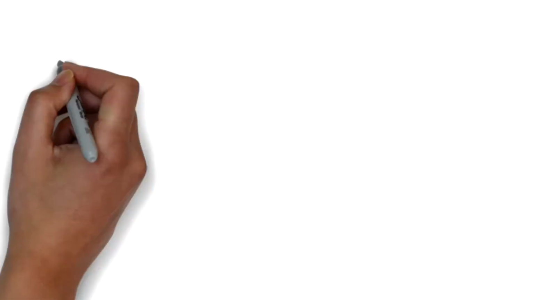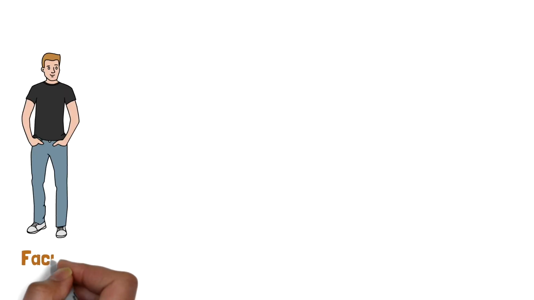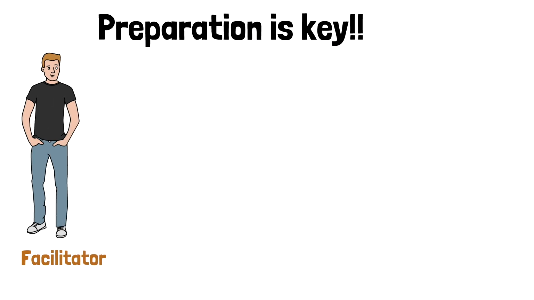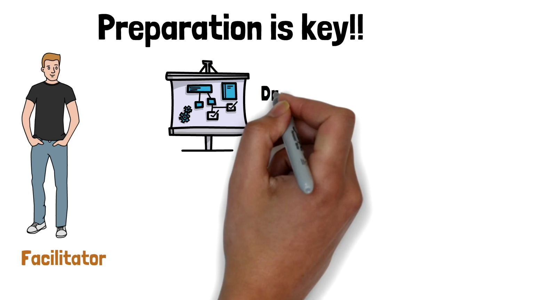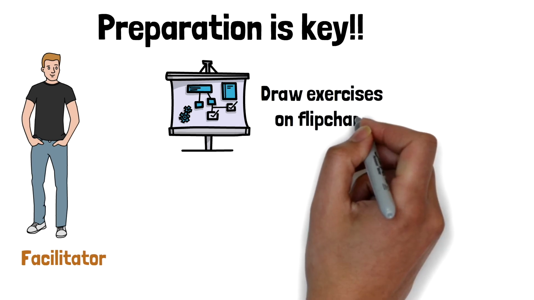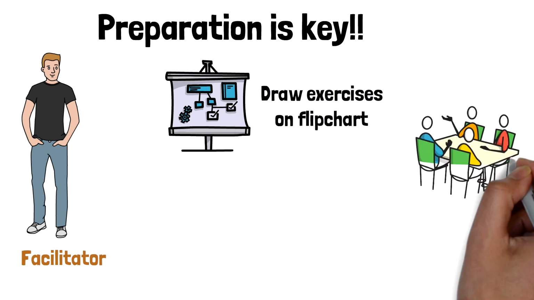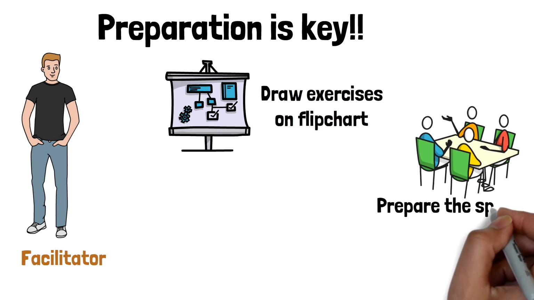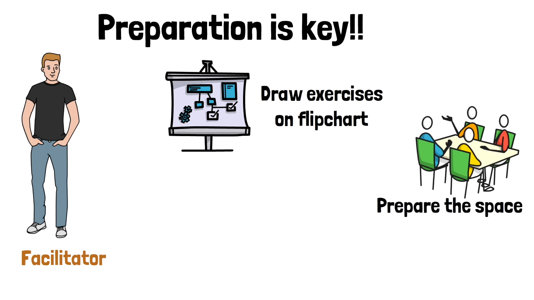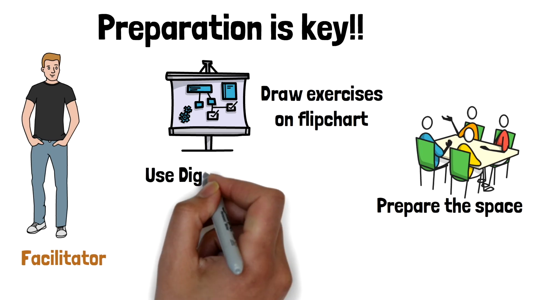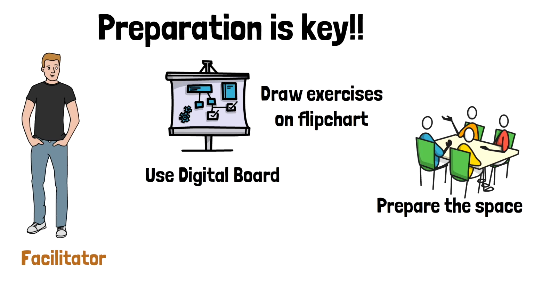And of course, if you are facilitating the session, you need to prepare all the exercises up front. If you are a co-located team, then you need to draw the different exercises on flip chart and potentially prepare the space where you will meet with enough chairs, post-its, and pens. And if you are a virtual team, then think about preparing the exercises on digital tools such as Whiteboard, Miro, or Mural.